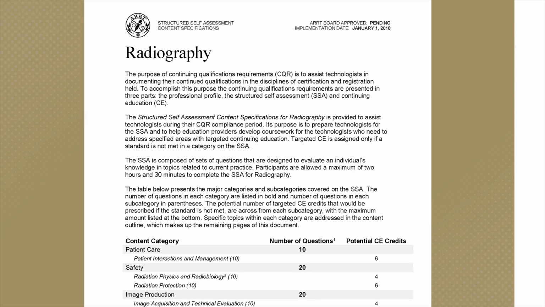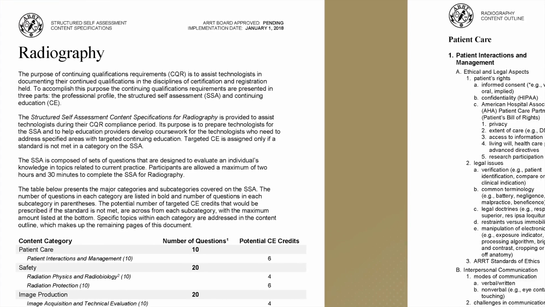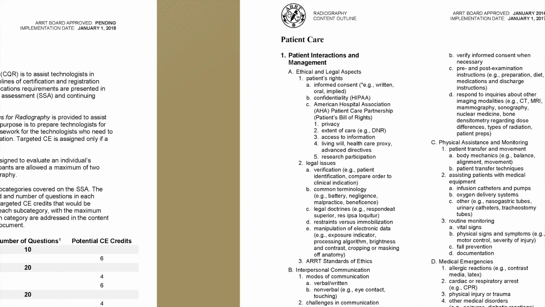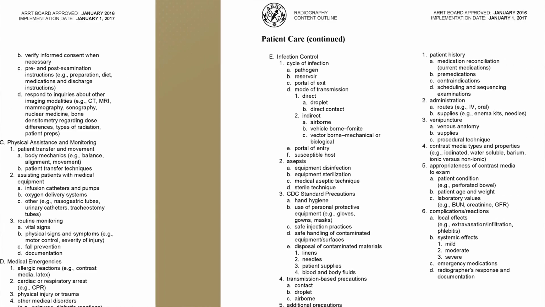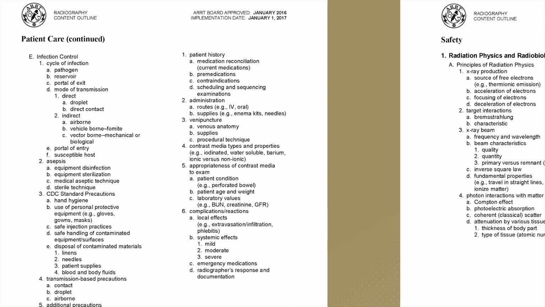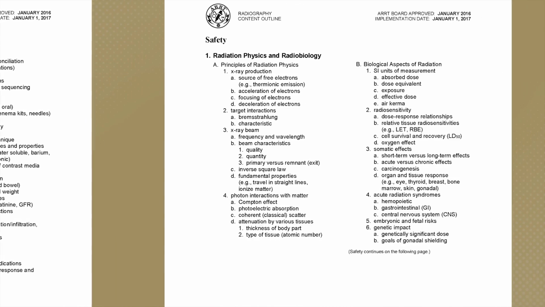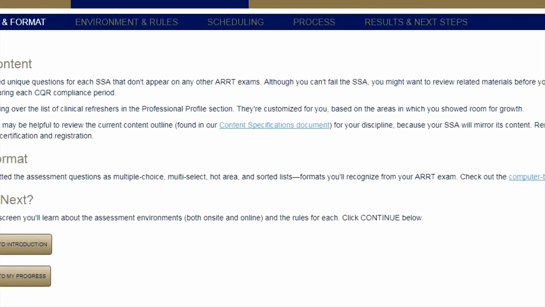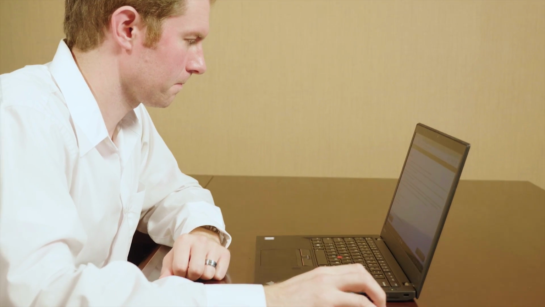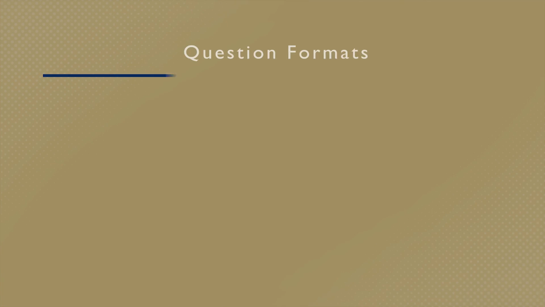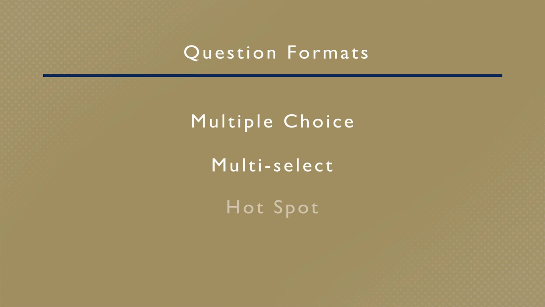Although there's no need to study for the assessment, you may find it helpful to review the current content outline for your discipline. We use the outlines when creating our assessments, so they'll provide you with a good idea of the topics that might appear on your SSA. You'll find a link to these documents within the CQR tool. The SSA asks questions in a variety of formats, much as your ARRT exam did. You might see multiple choice, multi-select, hotspot, and sorted list formats.